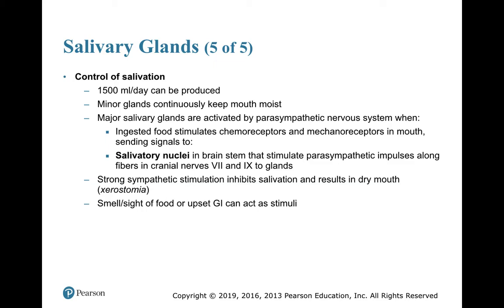Controlling salivation, how much saliva we produce each day. Typically, we produce about 1.5 liters. There are some minor glands that work continuously to keep the mouth moist. The major salivary glands are activated by the parasympathetic nervous system, in response to ingested food that triggers chemoreceptors and mechanical receptors in the mouth.